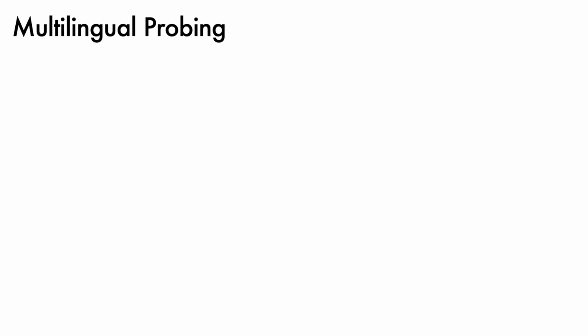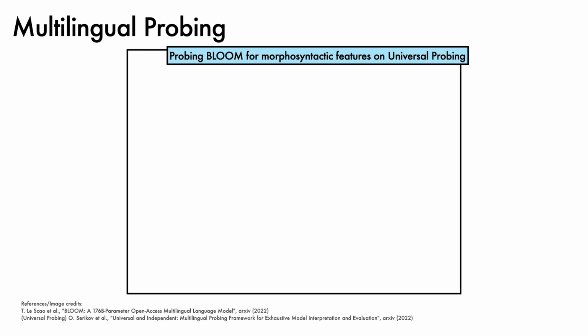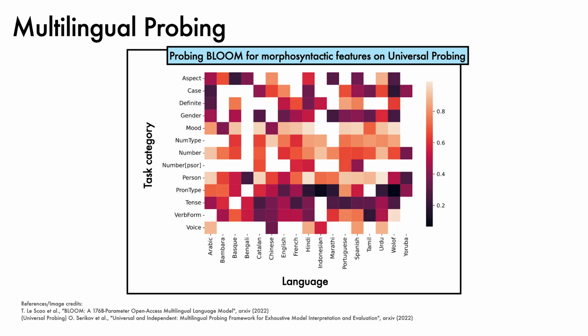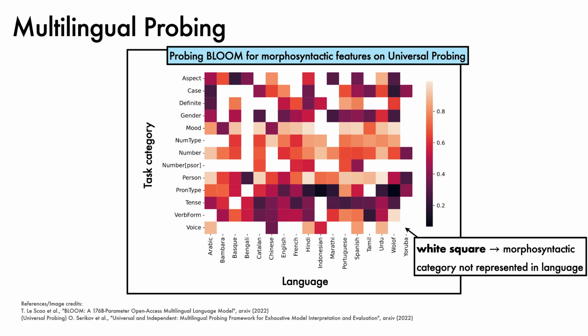A number of multilingual probing experiments are conducted to understand which features are represented in the trained models. Here, we look at the results of probing the largest Bloom model for morphosyntactic features with the Universal Probing framework, plotting language on the x-axis and task category on the y-axis. Here are the results, where darker colors correspond to lower values and lighter colors correspond to higher values. White squares in the plot indicate that the morphosyntactic category is not represented in the language. We observe that task categories like mood and person are generally inferred quite effectively across languages, with moderate performance on numeral type, number, and voice. Performance on other tasks like case is weaker. It is also quite varied, possibly in part due to the fact that the set of case values depends on the language.